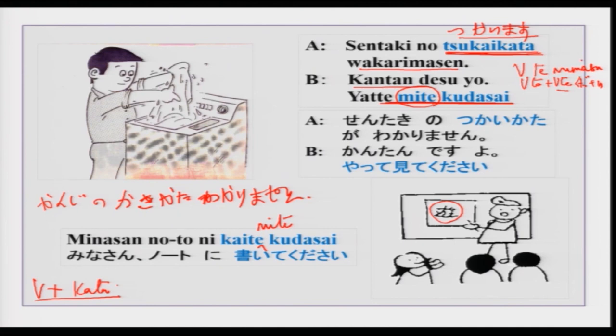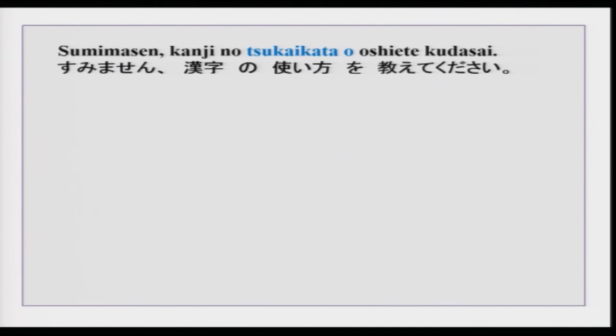Tsukai kata. Way of, method of doing a certain activity. Now over here, from this example, sumimasen, kanji no tsukai kata, oshiete kudasai, kanji no kaki kata, oshiete kudasai, please tell me how to use or how to write.